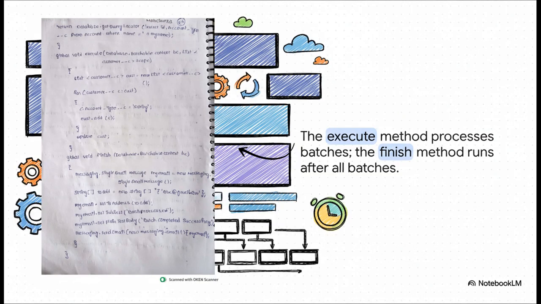Next up is execute, and this is really the heart of the operation. This is the code that runs for each batch of records. This is where you put your actual business logic, updating a field, creating a related record, whatever it is you need to do. And then, once all those execute runs are complete, finish gets its moment. It runs just once at the very end. It's perfect for things like sending a confirmation email like you see here, or kicking off another process.